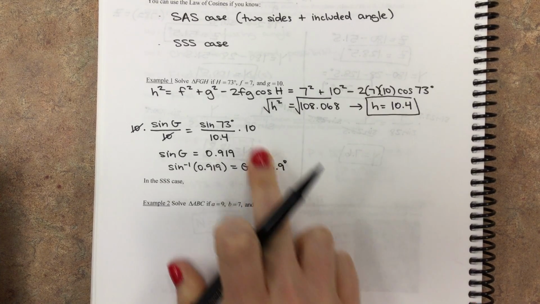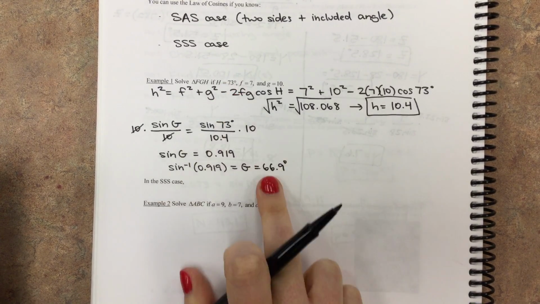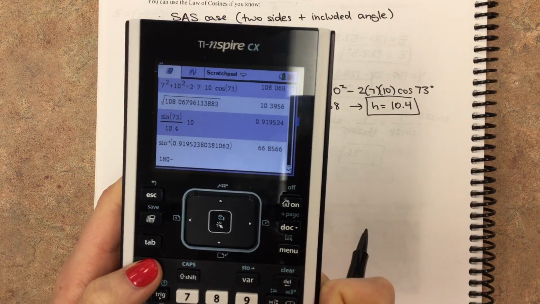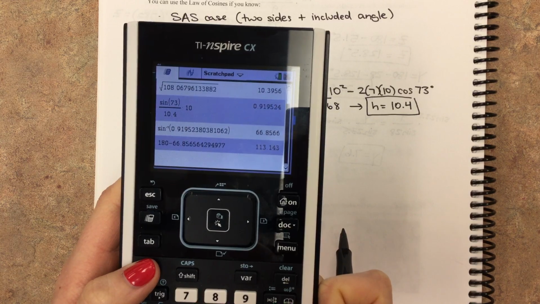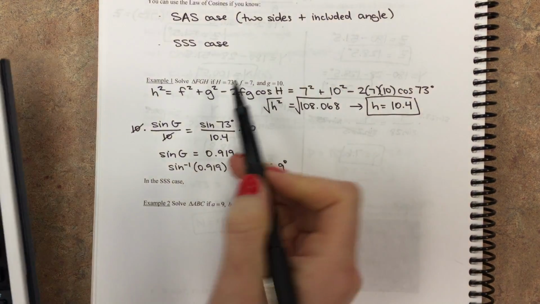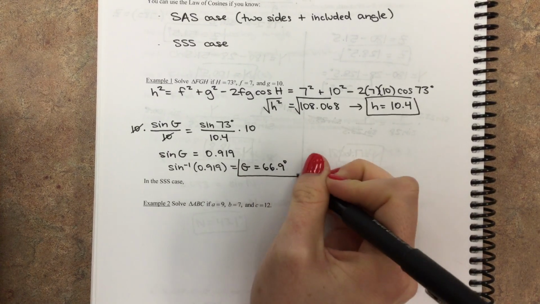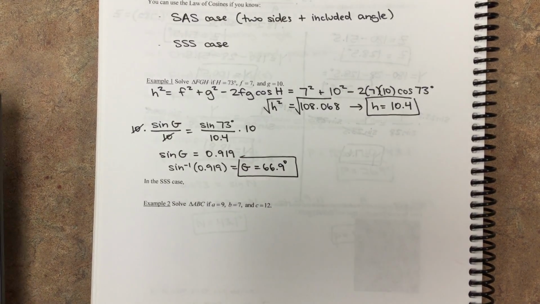Okay, so we check, make sure there's room for both of these angles. There is. Check to see if there's room for the other angle, because remember, with law of sines, we always have a possibility of having two. 113 and 73, no, those are not going to fit in the same triangle, so we only have one possibility for G, which is good, saves us a little work.